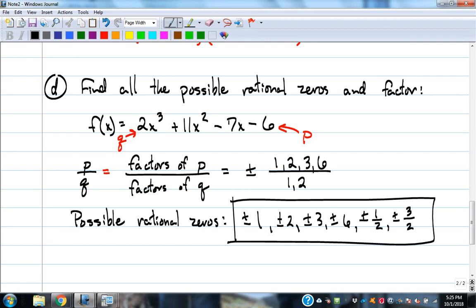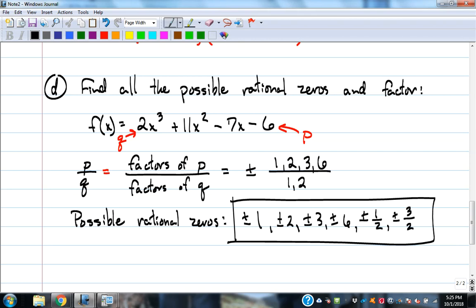This is always, and when I mean always, I mean every stinking time, on the final. Just do this: find the rational zeros list. That's on the final every single year. Every time I've ever caught the math board, that's on the final. You got to be able to do that. So make sure you can do this.